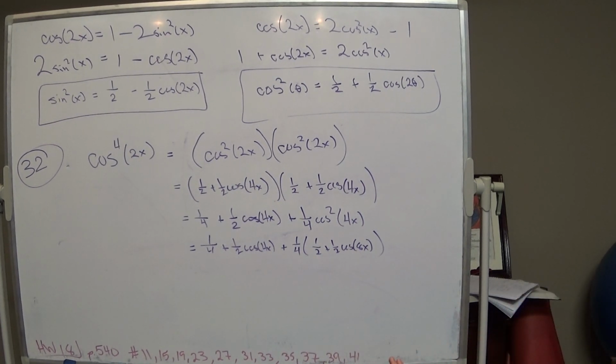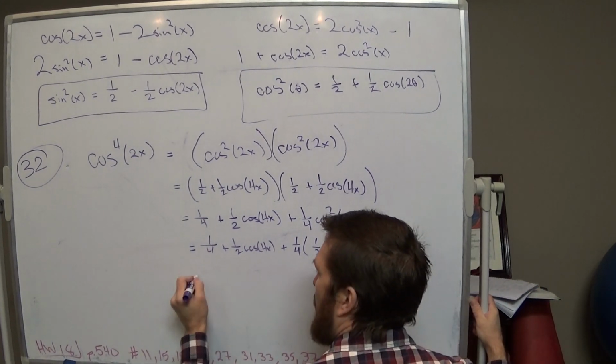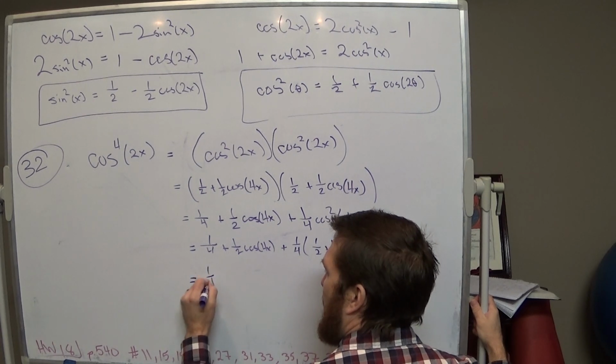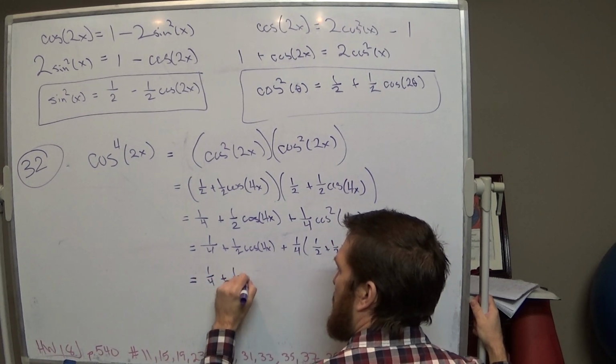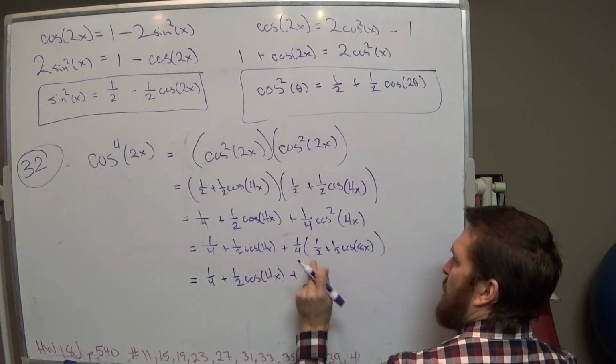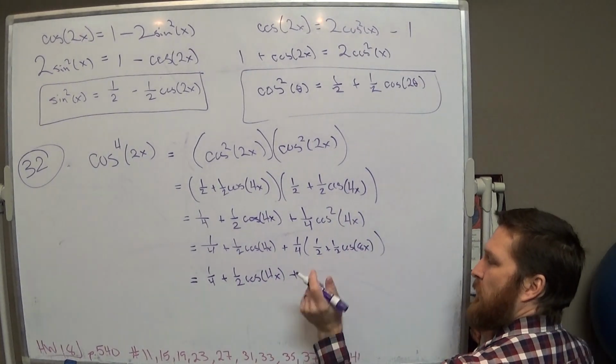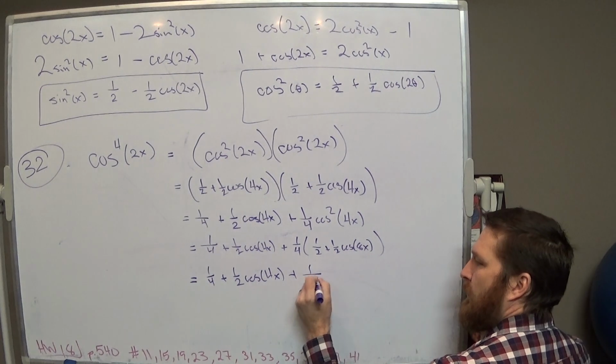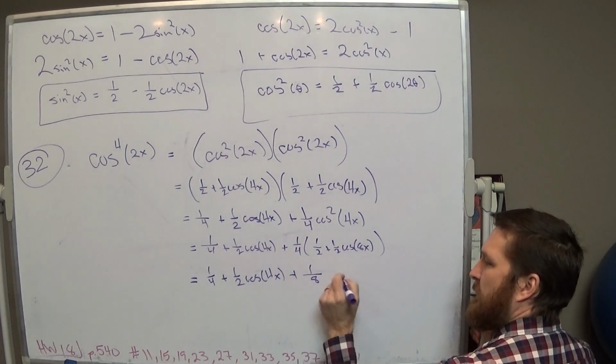Now technically we're done, although it doesn't look very nice. In calculus, it's going to be much better if you have everything as just something plus something plus something, or minuses, whatever. It's going to help you out a lot. So let's multiply that out first, and then we'll finish this up. This jumps over and gives me 1/8, and that jumps over and gives me 1/8 cosine 4x.